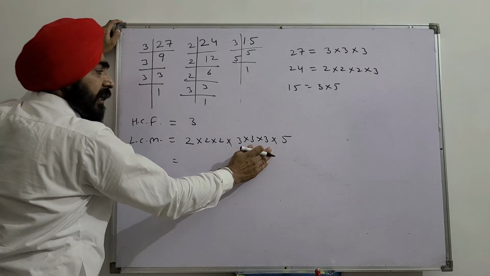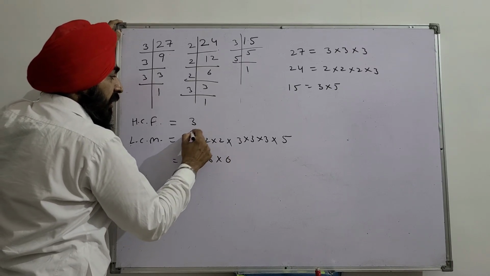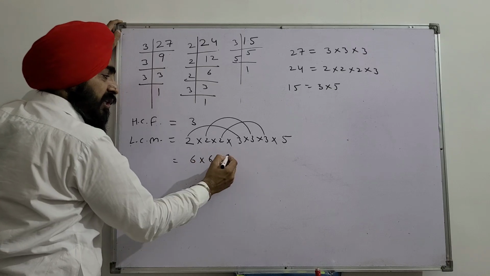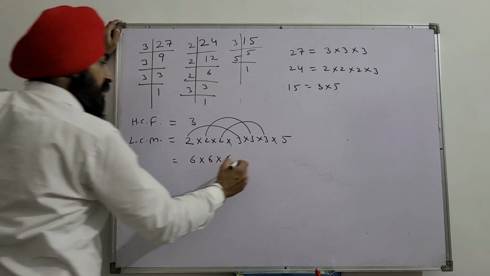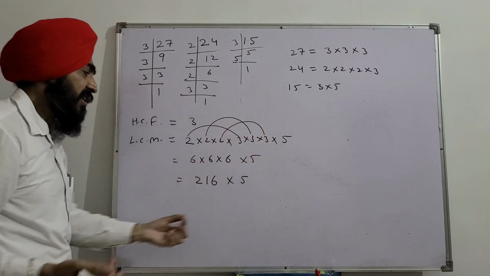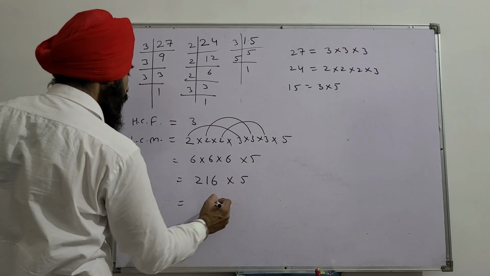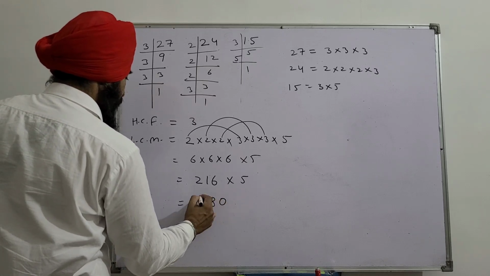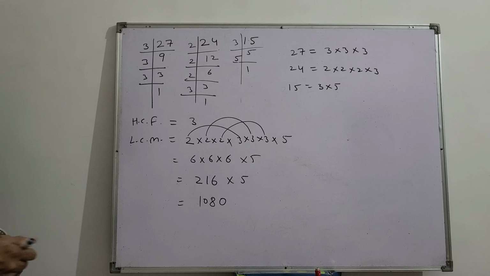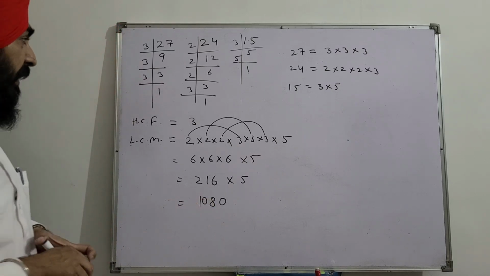3 times 2, 3 times 3, it means 6 into 6 into 6. And you know 6 into 6 into 6 equals 216. Now very easily you can find the product of 216 and 5. It is 1080. Is it clear beta? Yes. So the LCM is 1080.